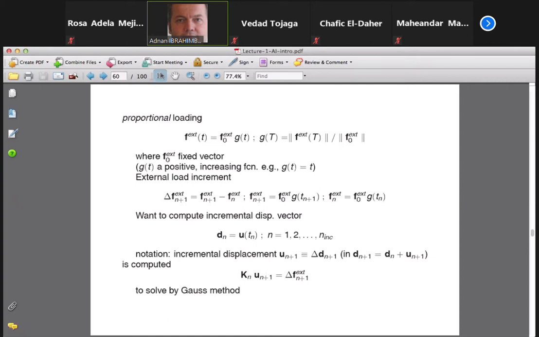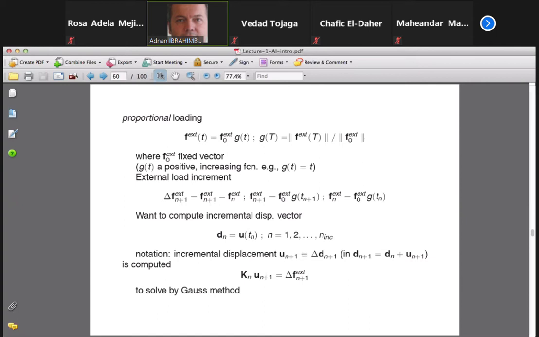So if you go from 0 to 10, initially T is equal to 0, load is 0. When T is equal to 1, well, G is equal to 1, and all the way to 10. Multiply F0 by 10, and you have the final loading. So incremental analysis for external load is very easy to achieve. You simply keep your F0, multiplied by G of Tn plus 1 minus G of Tn. And this is the increment of the external load.